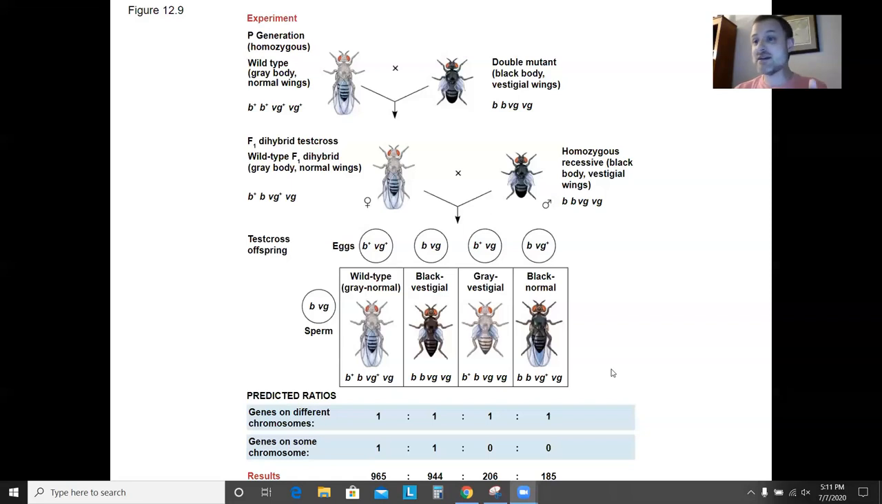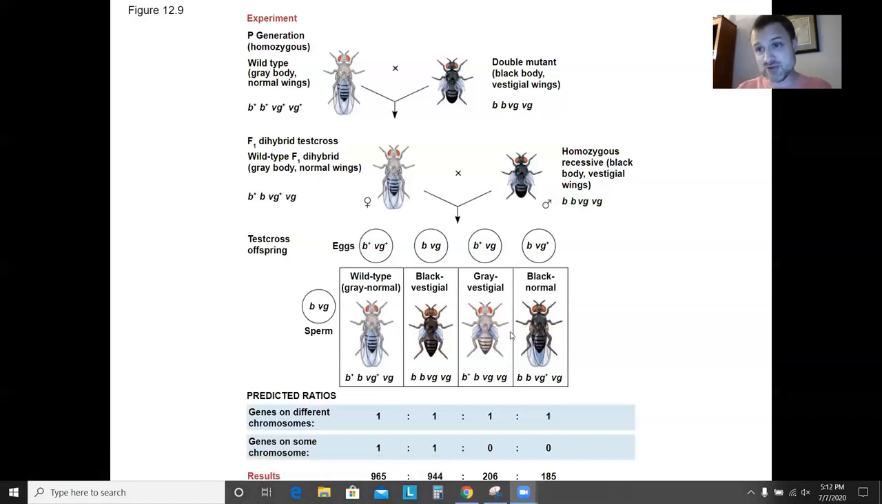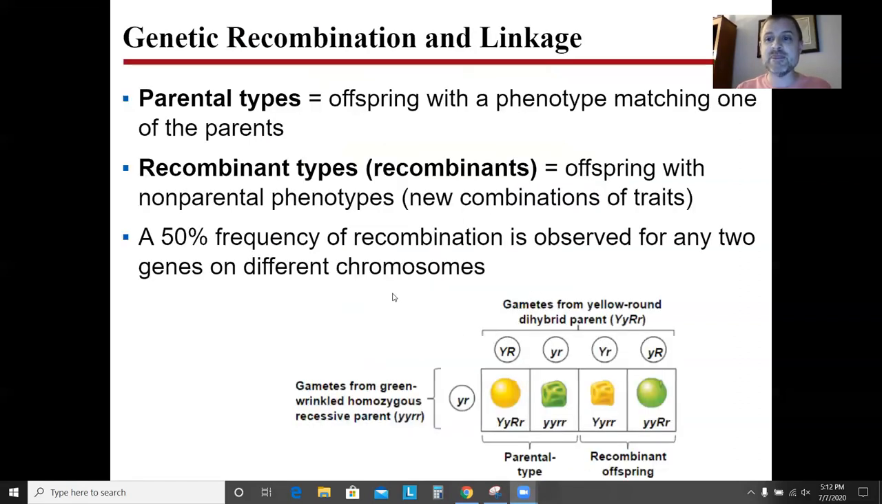So maybe it's sex-linked. Could those results come from it being sex-linked? Sure, it could. Does this slide tell me there's more male gray vestigial or more female black normals? No, my data here doesn't give me gender data. The question doesn't tell me the gender of the offspring, so I don't know, but it's not sex-linked. This kind of data means the two genes are on the same chromosome. This is where the numbers need to fit the concept. If you have more parental types than recombinant types, which you do, it means the genes are on the same chromosome, which means they are linked. That is the concept you need to get.